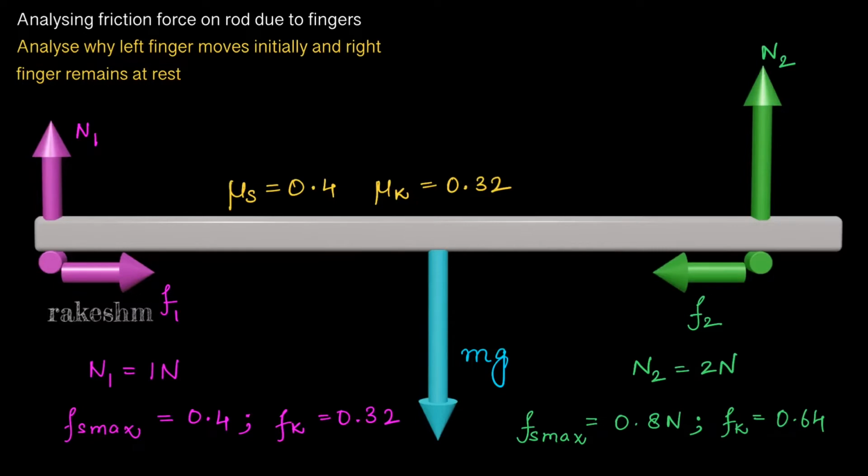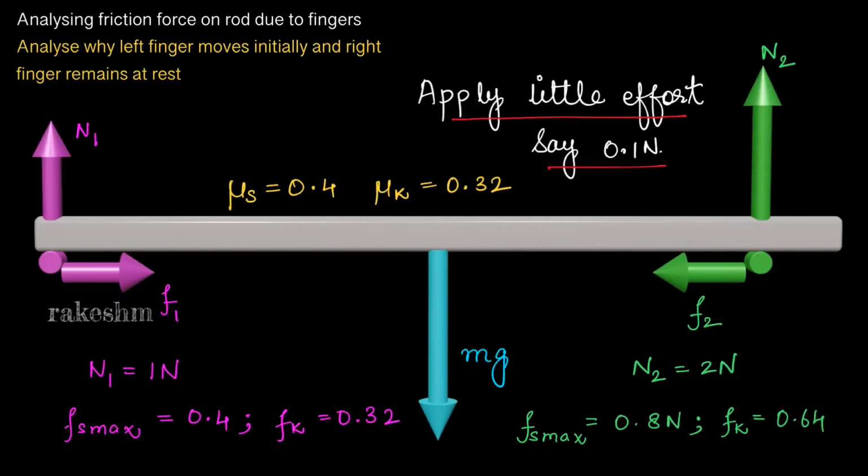Now let us say you have placed your finger here and here, and you are not moving the fingers. You are not trying to move your fingers towards the center. So what will happen? The normal reaction force will be acting, and as you are not trying to move them towards the center, there will be no frictional force here. The frictional force will be 0. Now apply a little effort with your fingers to move them towards the center. Both fingers, you are applying the same effort, say 0.1 Newton.